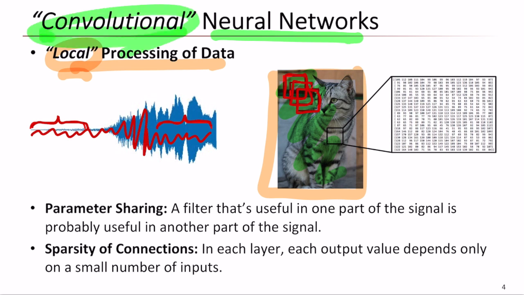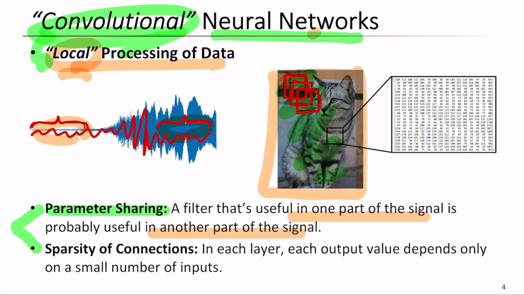Convolution means how to design such a local processing of data. That's it. This is just the starting point of the convolutional neural network. How to do that? We can consider two kinds of things. The first one is parameter sharing, in the manner that a filter that's useful in one part of the signal is probably useful in another part of the signal, right? Again, parameter sharing means we can handle each local region with the same parameters, in the convolutional neural network with the same kernel. That's the first property.